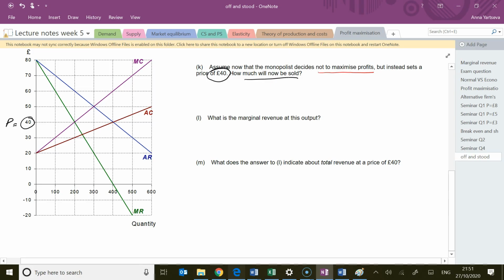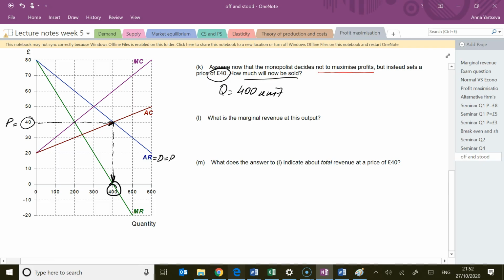This depends on the demand, because our demand line, the demand and price line, shows the relationship between price and quantity. It tells us how many items consumers will be prepared to purchase at each and every price. When price is 40 pounds, our demand line, shown by this blue line, tells us that we will be able to sell 400 units. Quantity is 400.